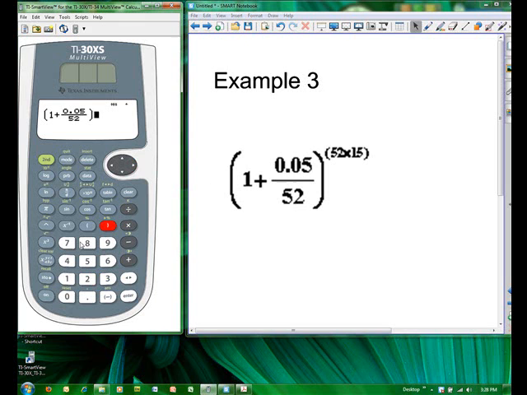To put in the exponent, remember we use the upside down V key, we sometimes call it a caret key. To raise to that power, I can put in parenthesis 52 times 15, close the parenthesis, and hit enter. Notice that it looks on the screen just like the problem would look on a piece of paper.